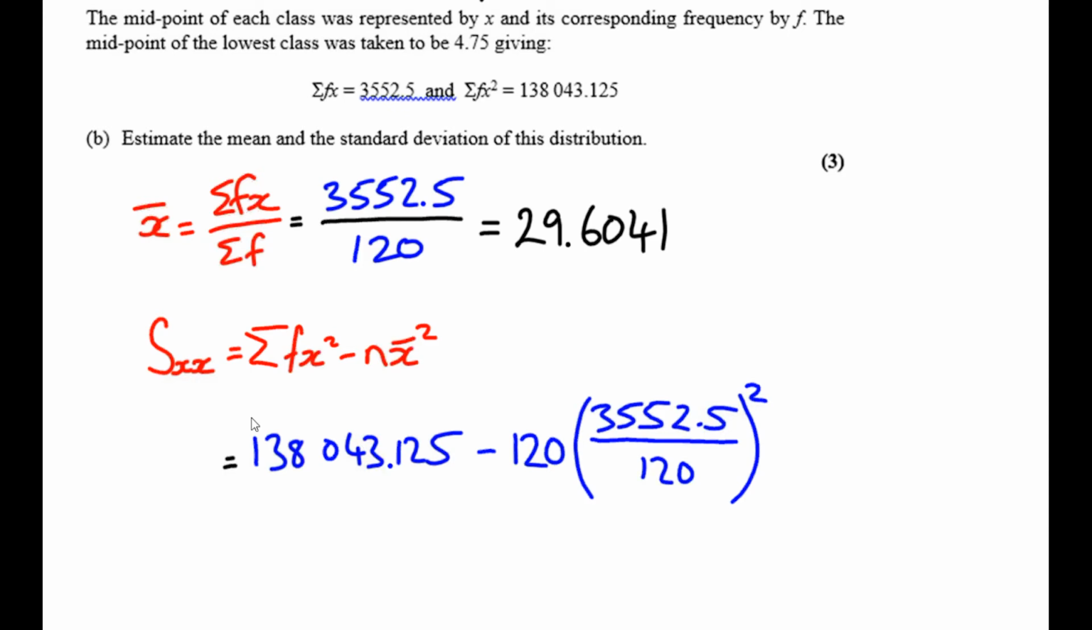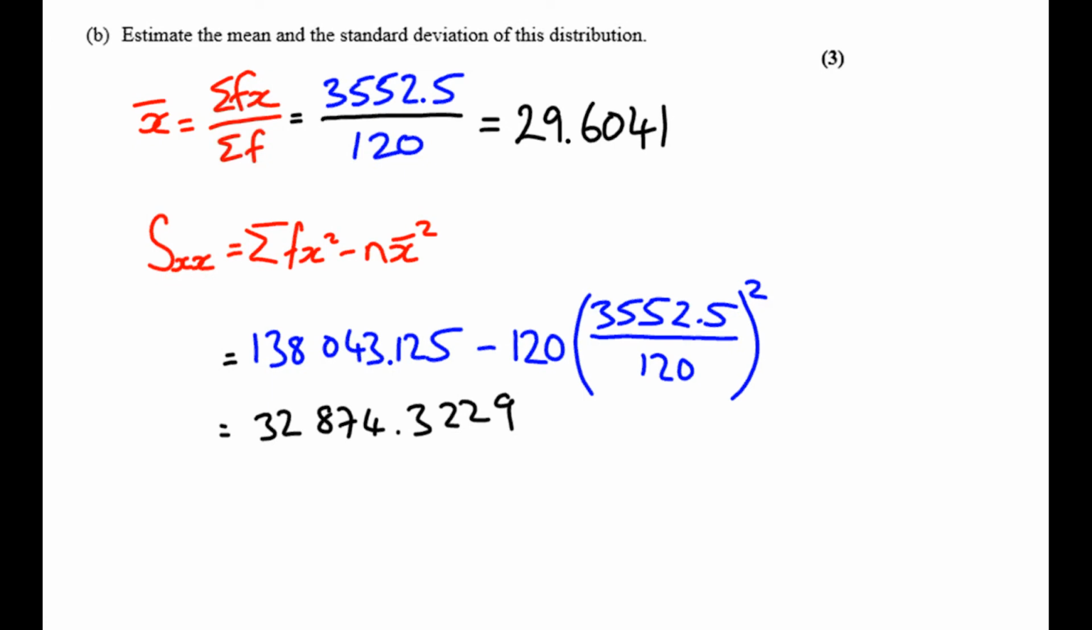And this just needs to be put into the calculator, which is 32,874.3229. Okay, so to 4 decimal places, my S of XX. Okay, and a little more to go so that we can find the standard deviation. So standard deviation is going to be the square root of S of XX, all divided by n minus 1. So that's going to give me the sample standard deviation. Go ahead and plug those values in.